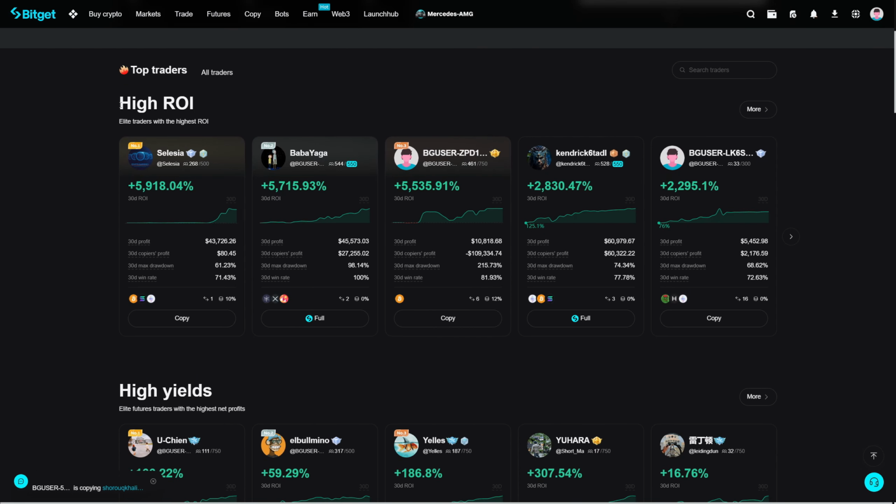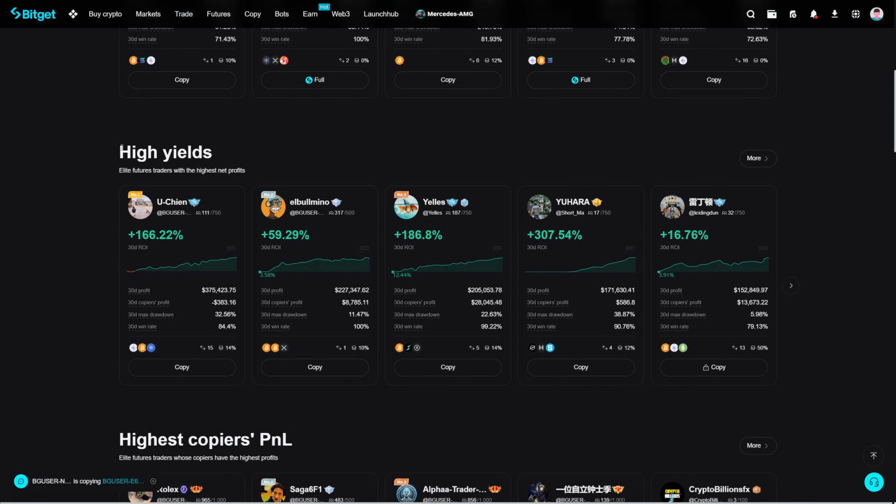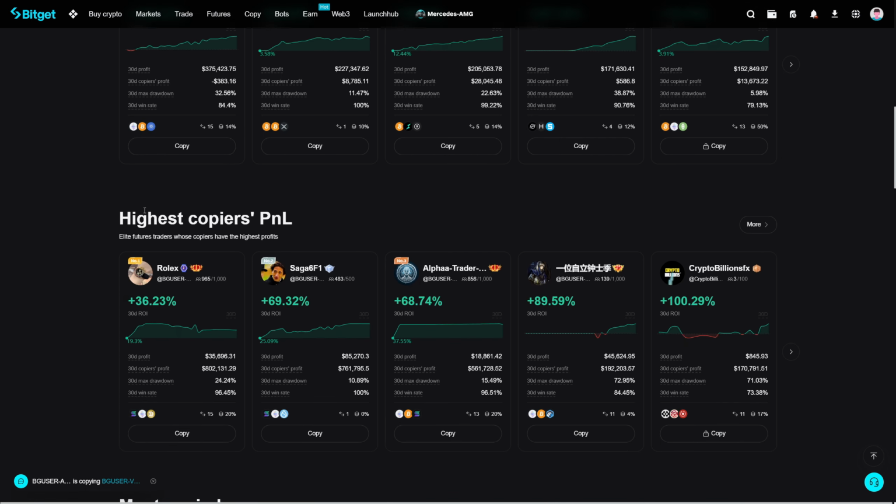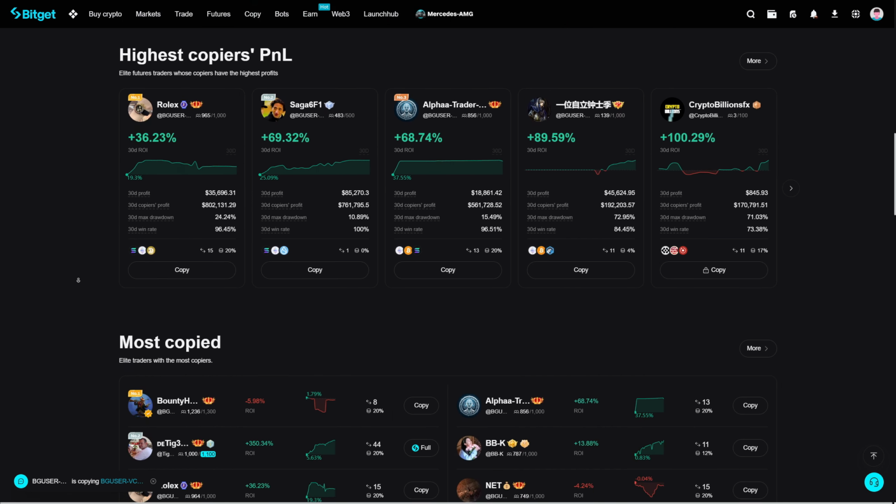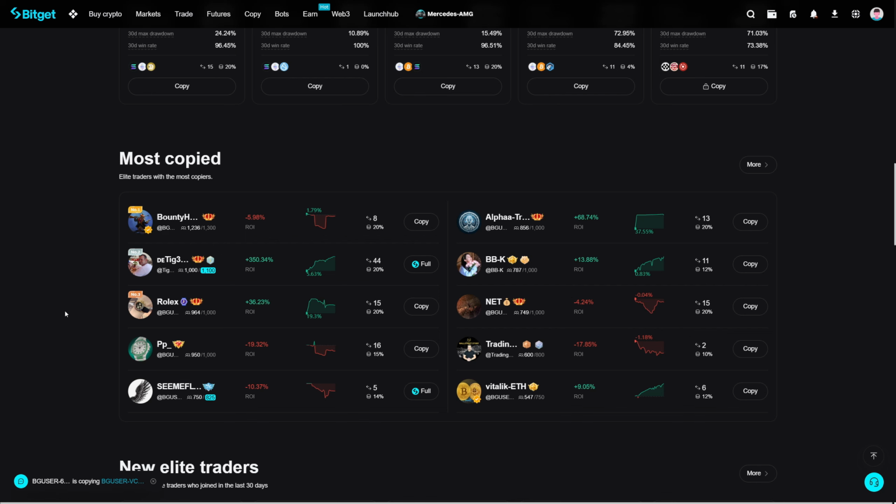We can see the highest ROI, which refers to the percentage gain. We can see the highest yields, which refers to the profit of the individual trader. And then we can look at the highest copier's P&L, which refers to the profit of the people that copy the lead trader. And at the very bottom, we can also see the most copy traders.